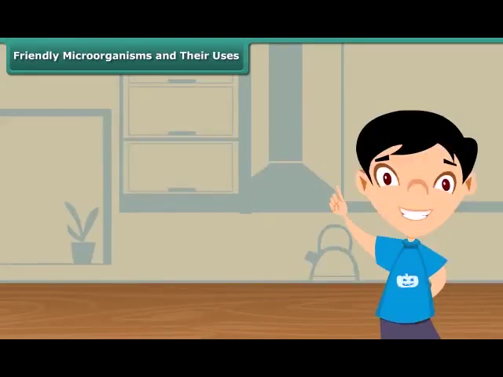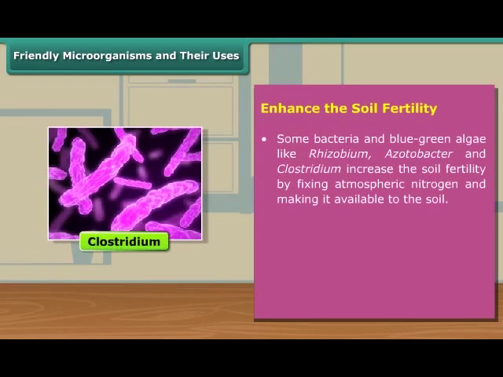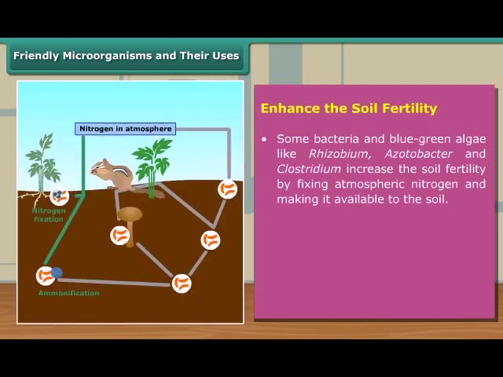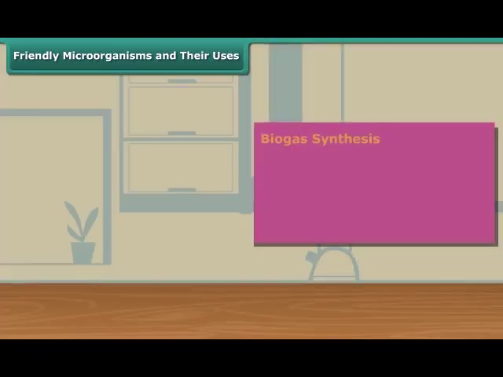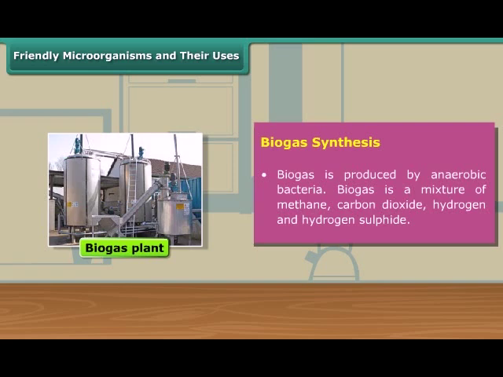Now let me tell you what other benefits are provided by useful microorganisms. Some bacteria and blue-green algae increase the soil fertility by atmospheric nitrogen fixation process. Nitrogen fixation is the biological process in which atmospheric nitrogen is converted into ammonia. There are other friendly anaerobic bacteria that are used in the synthesis of biogas. Biogas is a mixture of methane, carbon dioxide, hydrogen, and hydrogen sulfide.